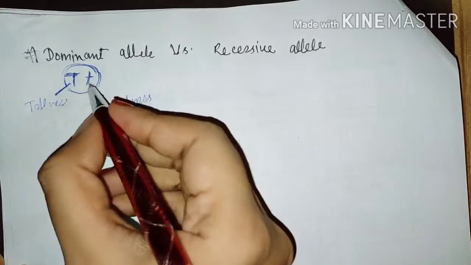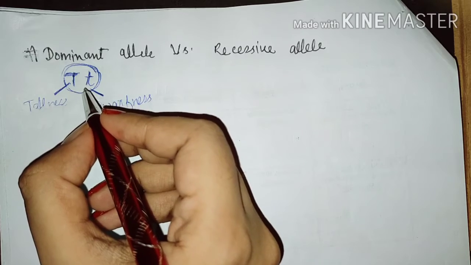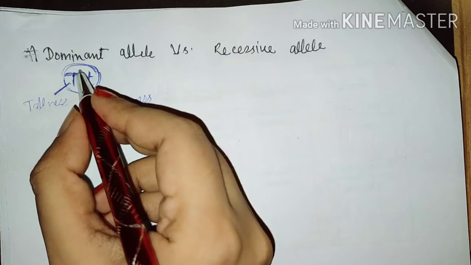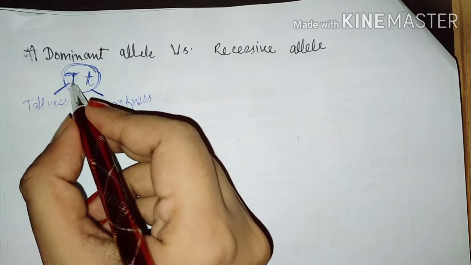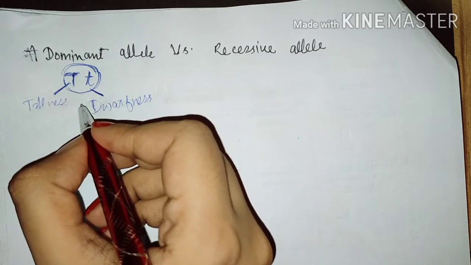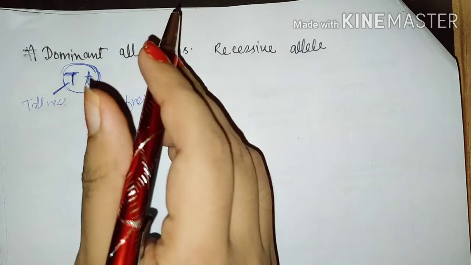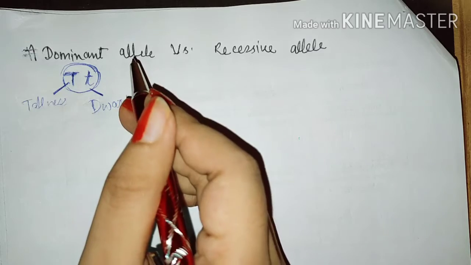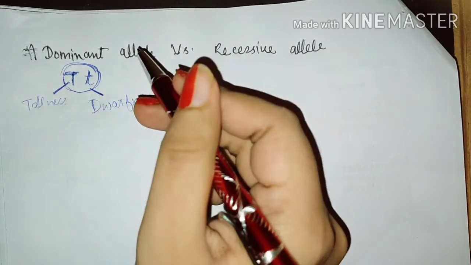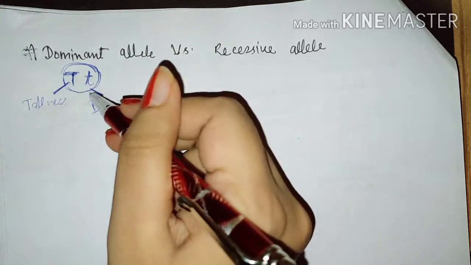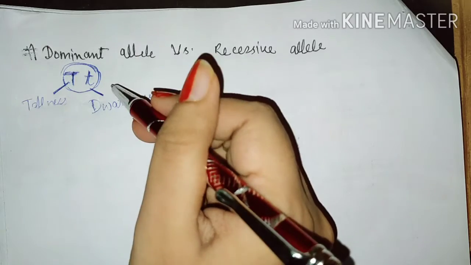So what do you think? What will this gene result into? Whether the progeny will be tall or whether the progeny will be dwarf? What do you think? Because there is no double capital T. If capital T was there, then you could say with surety that this progeny will be tall. And also there is no double small t, so you cannot say that this progeny will be dwarf. So what would be the phenotype of the progeny?